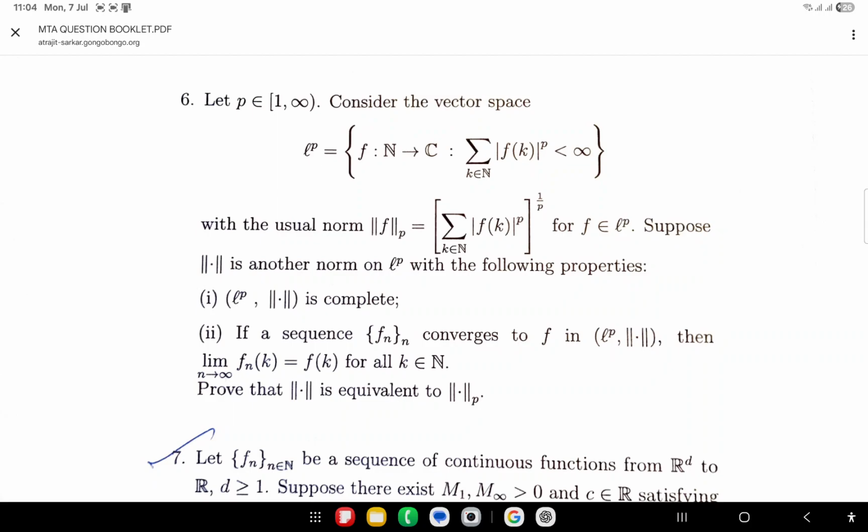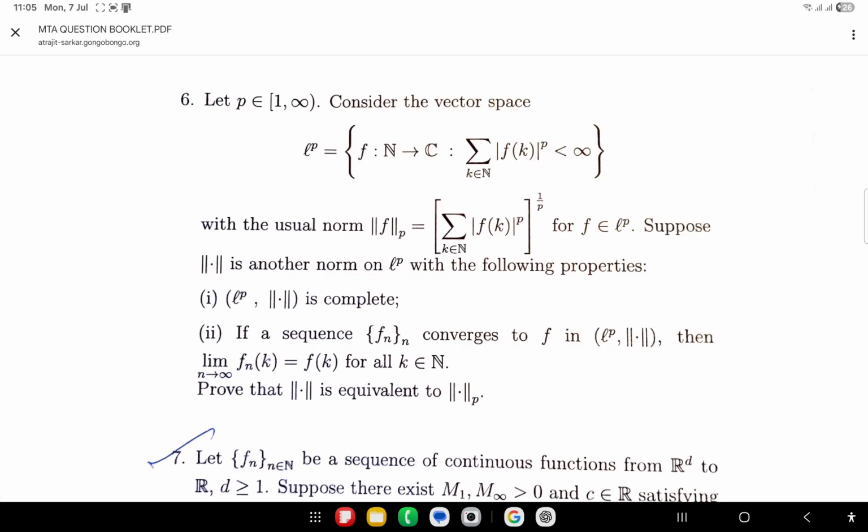For p belonging to 1 to infinity, we have L^p with the p-norm, which is a complete normed linear space, meaning a Banach space. The L^p norm is the usual norm, which is given here, and there is given another norm which has the following property.